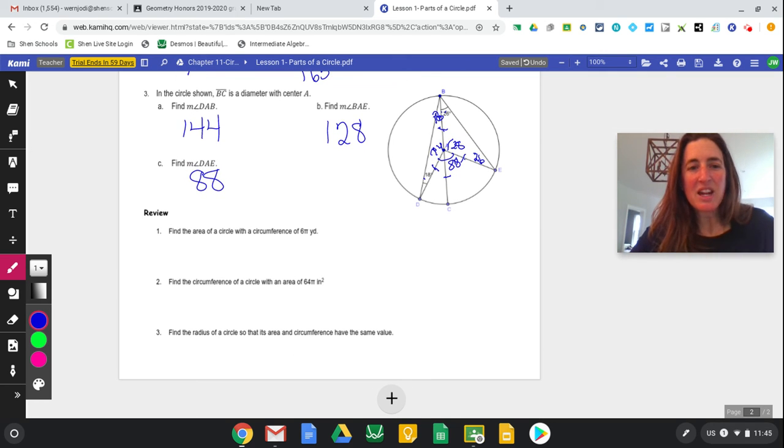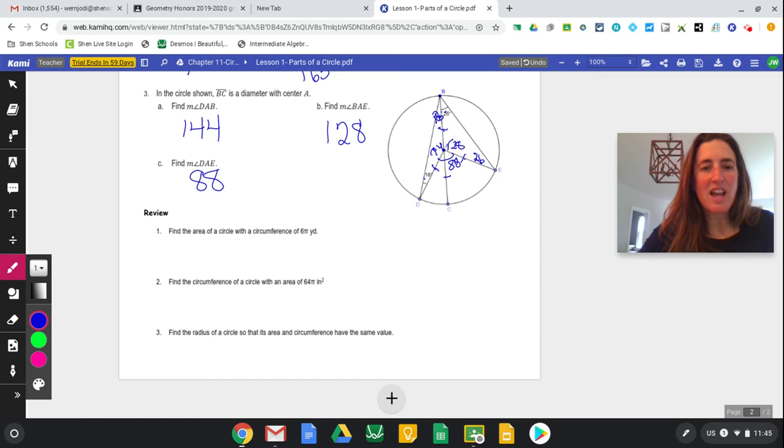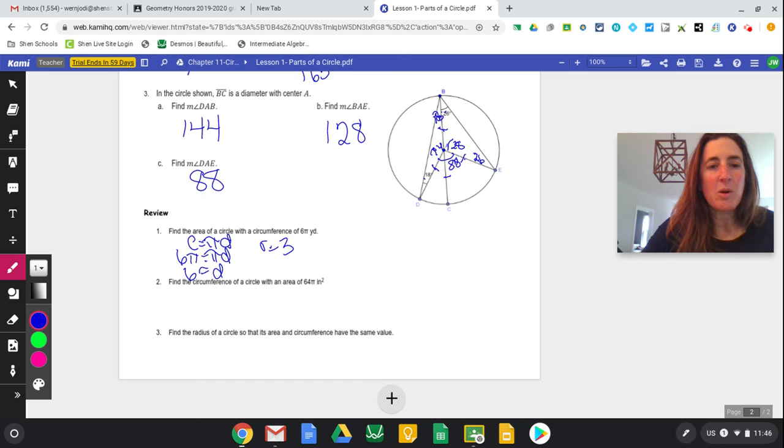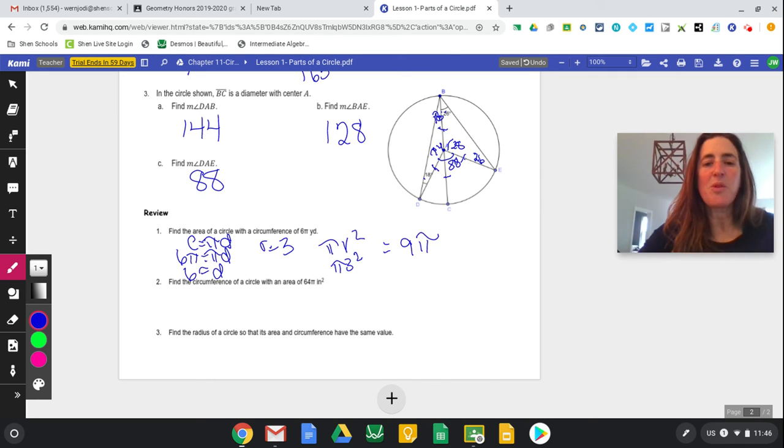It says, find the area of a circle with a circumference of 6 pi. Whoa, circumference is pi d. Well, if it's 6 pi, and that's pi d, that means the diameter is 6, or my radius is 3. Okay, so if I know my radius, now I can do pi r squared to find the area. 3 squared times pi, 9 pi for my area.